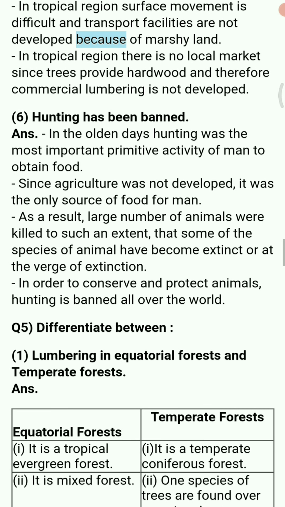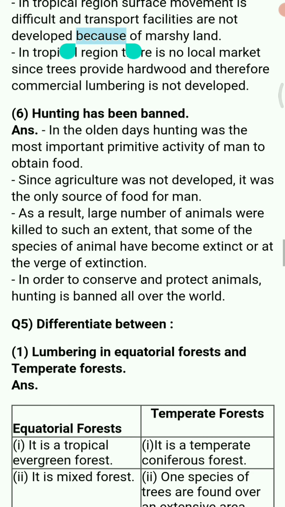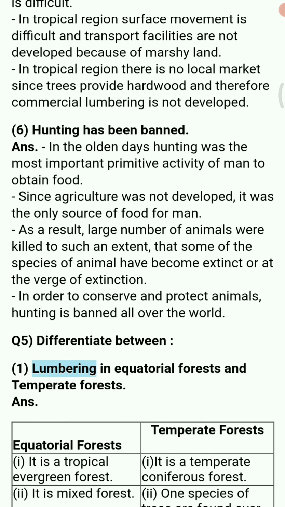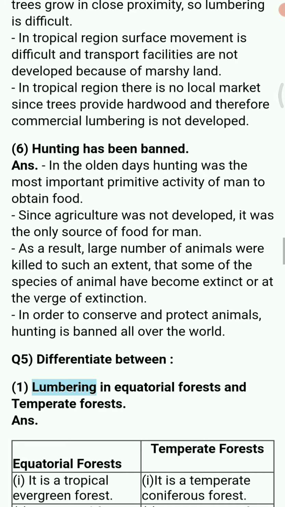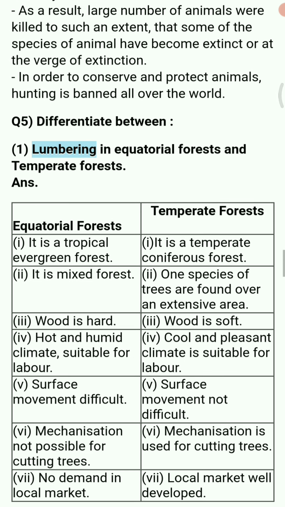Next is hunting has been banned. Hunting has been banned because there are so many species of animals which are totally extinct. They are not available now. Because of the threat of extinction, hunting is banned. There are so many animals that were present in history, but currently they are not present. So the government has taken strict action against it, and to conserve the remaining animals, hunting has been banned in various countries.